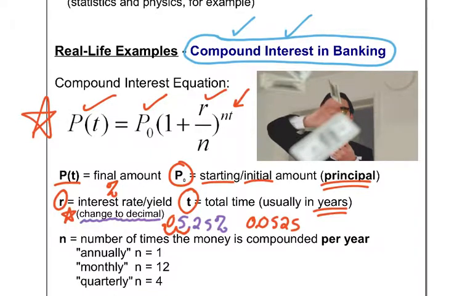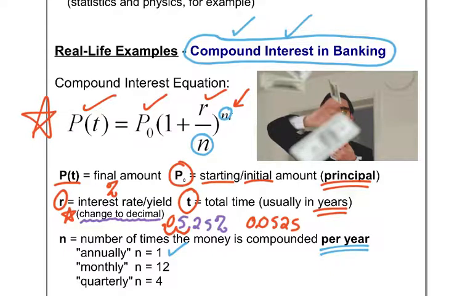All right, that leaves one last letter. It's this N here. This tells you how often the bank is compounding your interest. And sometimes banks advertise it in different ways. Some banks will say, we will compound you annually on your account. If you see the word annually, that N just means 1. N stands for the number of times the bank is compounding your money per year. So if they say annually, N is 1 because you're compounding once per year.